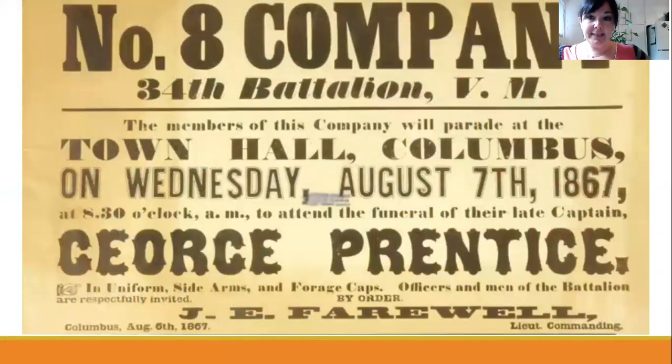George died in 1867 of a disease incurred during the Fenian Raid. He was succeeded as captain by J.E. Farewell, and his funeral was reported in the local newspaper as follows. On Wednesday last, Captain Prentice, late of the Columbus Rifles, was followed to his grave by his companions in arms and a large number of friends.